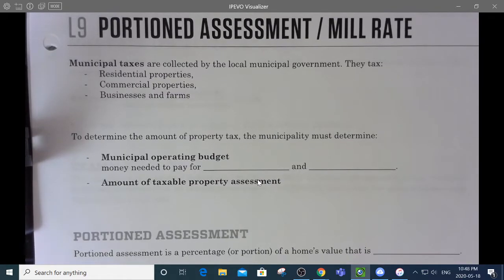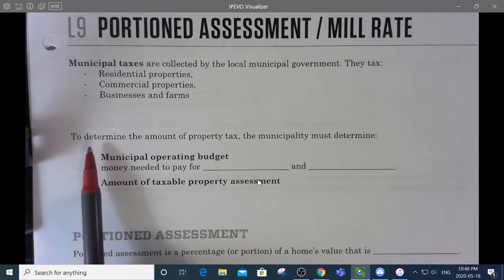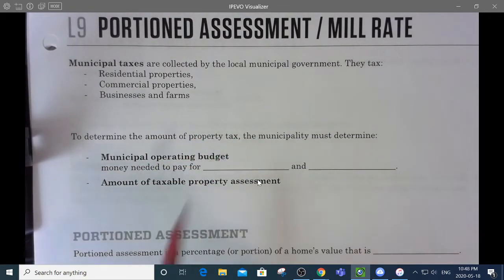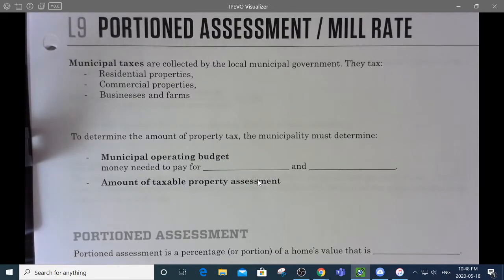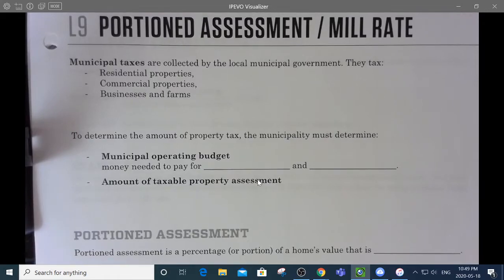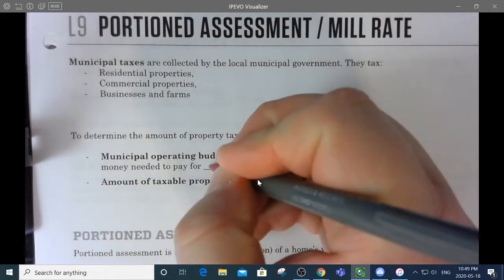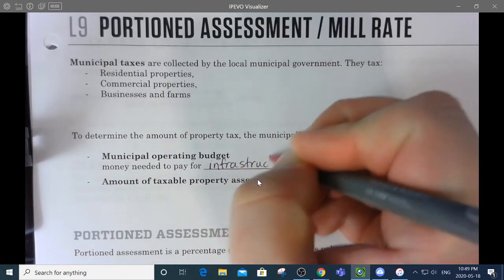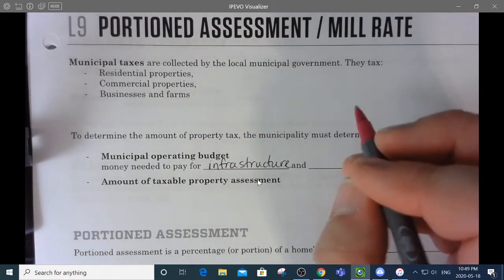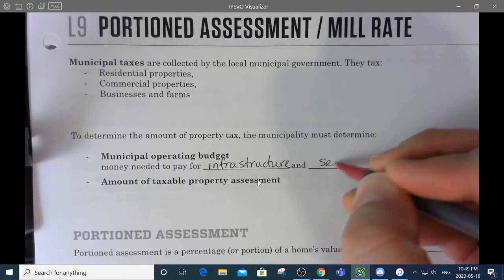So first things first, we have to figure out how we determine the amount of property tax that a town or a government is going to charge people. So what we need to find is what's called the municipal operating budget. And that's the money needed to pay for two things: infrastructure and services.